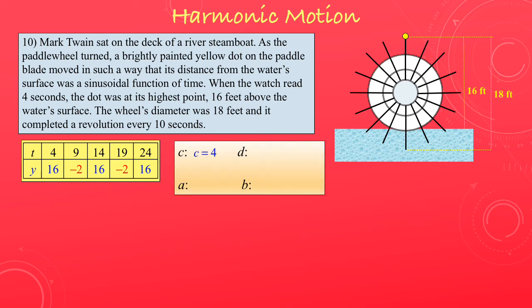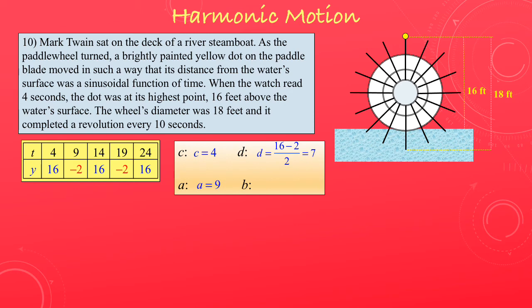We now need to find the values of a, b, c, and d for our cosine equation. Our cosine curve is shifted 4 units to the right, and therefore c equals 4. The axis of symmetry is high plus low divided by 2. 16 minus 2 divided by 2 is 7.